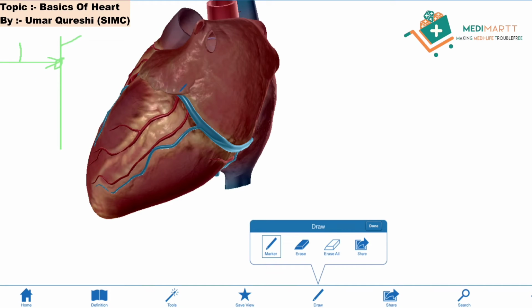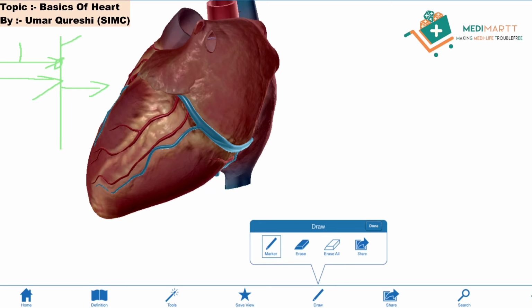So what are the contents? The contents are the trunk and the circumflex branch of the left coronary artery. Then the termination of the great cardiac vein, this is the great cardiac vein, it will terminate here, it will end here. Then the commencement of the coronary sinus will start here. Then the relations of the left surface, what are the relations?